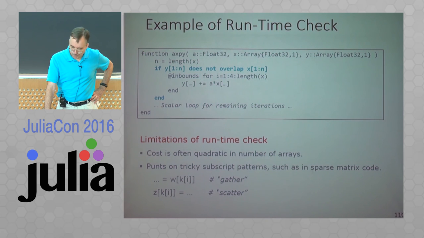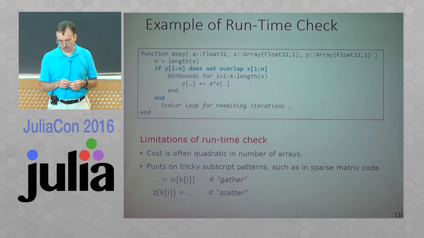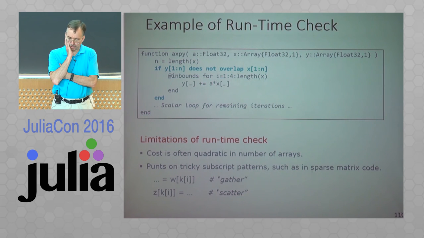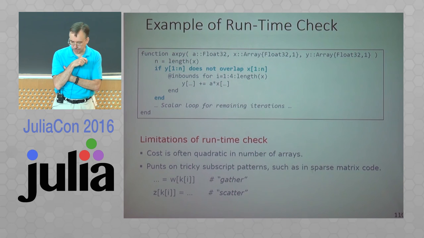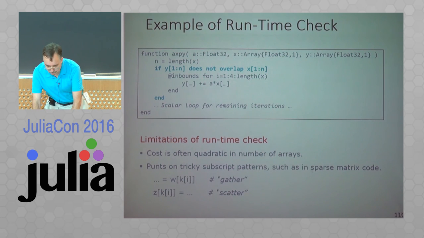But the checking is quadratic in the number of arrays, so it can only go up to about 4 or 5 to do it. There's also, it punts on tricky subscript patterns right now. Maybe it'll get better in the future.